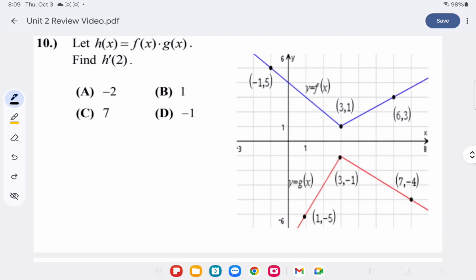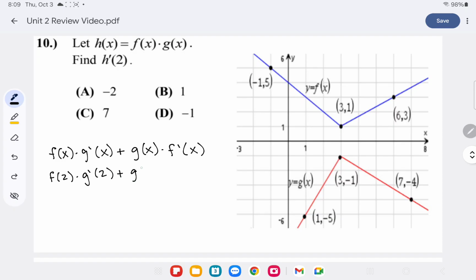h of x equals f of x times g of x. That's the product rule. So product rule is we take one times the derivative of the other plus that second one times the derivative of the first. All right, and we're doing everything at 2 here. So f of 2 times g prime of 2, or the derivative of g at 2, plus g of 2 times the derivative of f at 2. So everything is at 2.